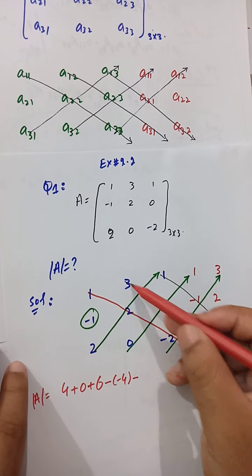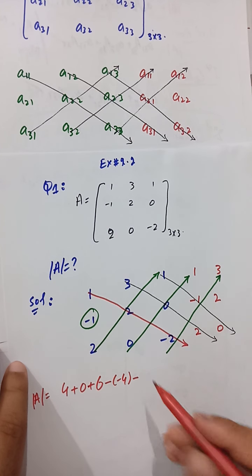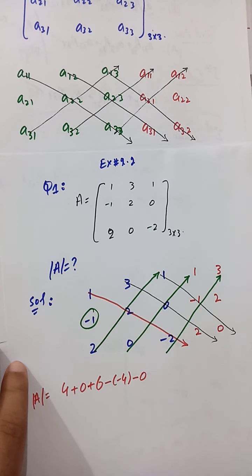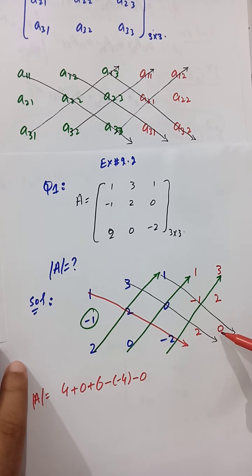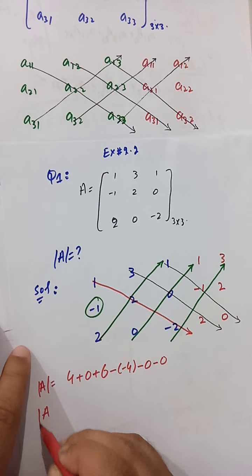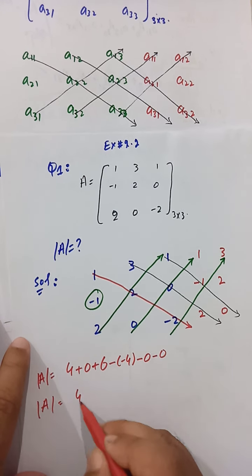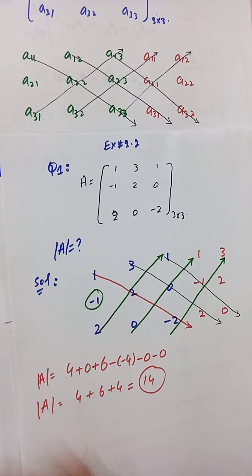Then minus the second down-headed arrow. So 3 multiplied by 0, 0 multiplied by 0, 0 multiplied by 2, you will get 0. The third down-headed arrow is also 0, because it contains a 0 here, so this is also minus 0. So this will be equal to 4 plus 6 plus 4, so you will get plus 14. You see that from that we also get plus 14, and from here we also get plus 14.